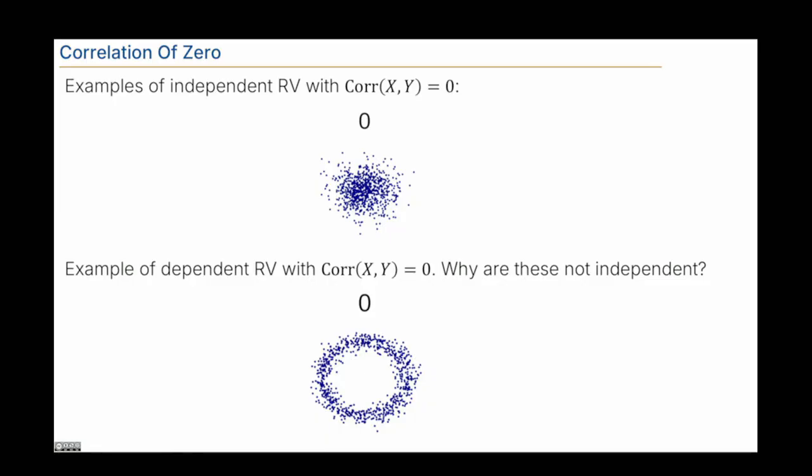Yet their correlation is 0. You can have arbitrarily complicated looking relationships between x and y, but if they're not a linear relationship, you're not going to pick up this correlation. It's going to come out as 0.